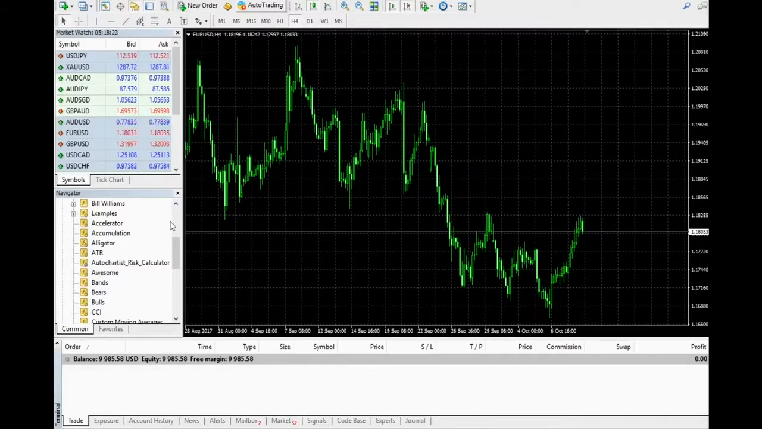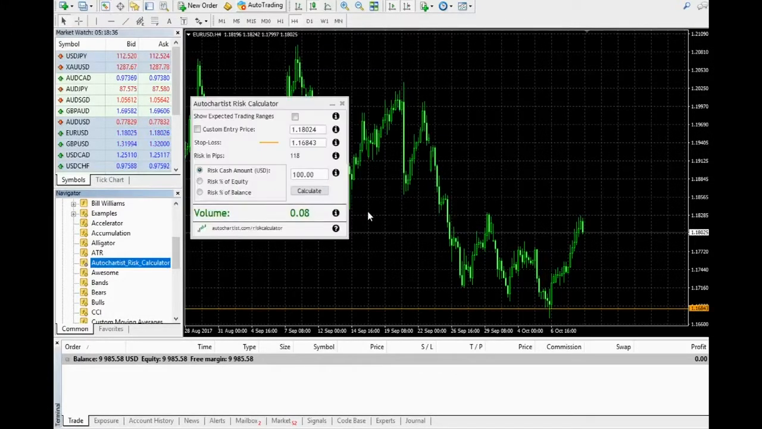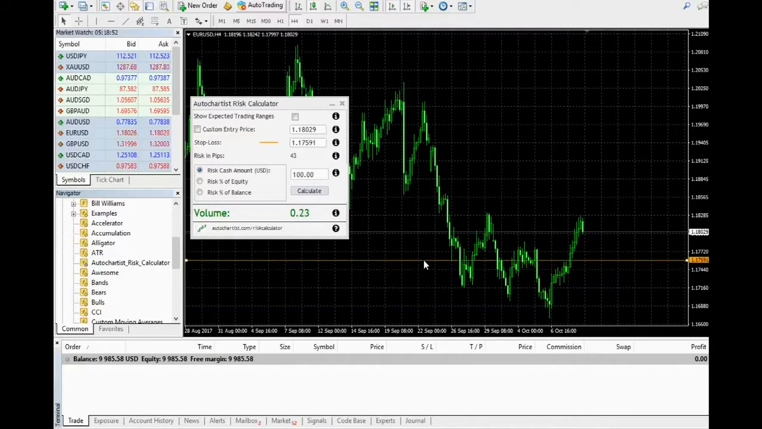This is why we created the Autochartist risk calculator, to help you set risk-adjusted position sizes for your trades. First, drag the Autochartist risk calculator onto your chart. You'll notice two components of this indicator that appear on the chart: the risk control panel and the orange stop loss level. So decide on where you want to set your stop loss and move the orange line to that level. If the orange line is below the current price, then the indicator assumes you are planning on a long position. If the orange line is above the current price, then the indicator assumes you are planning a short position.